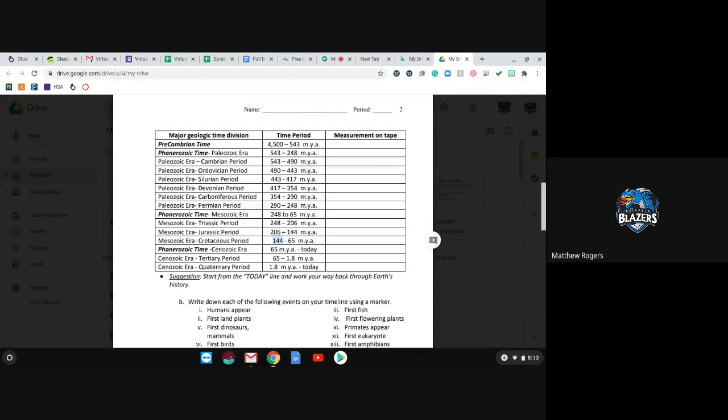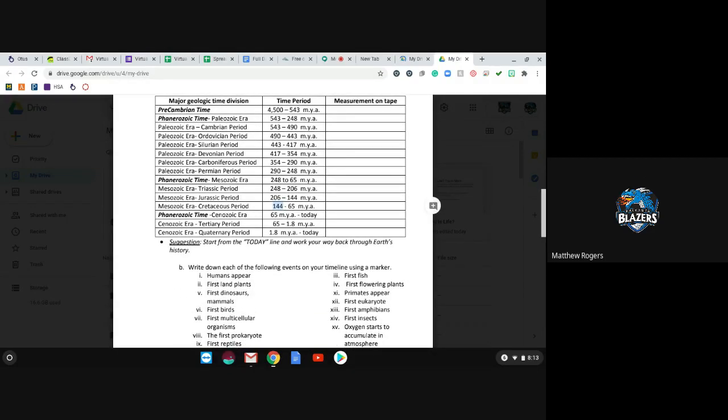If you keep struggling, let me know, and we'll find some other resources and things like that to help you. You could also look online. There's a lot of different labs and a lot of examples of this lab to show the scale. I just really want you to get the idea of how long these time periods were.